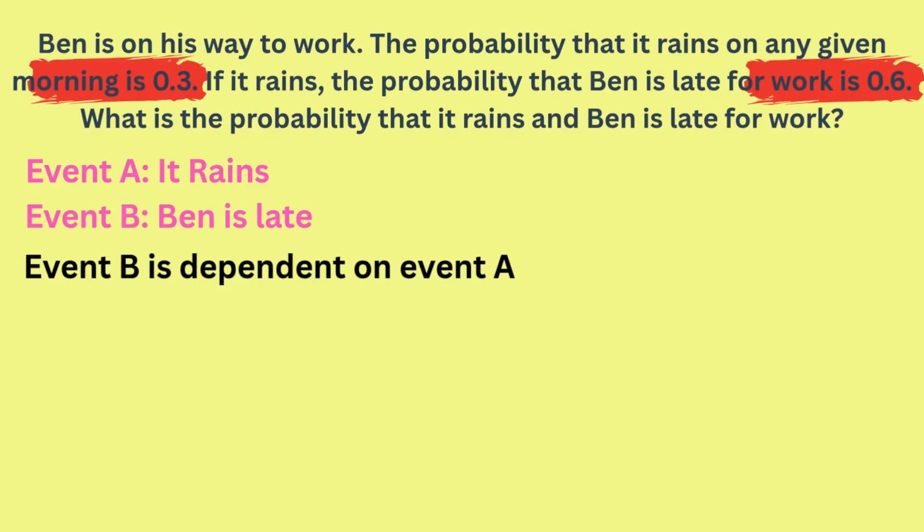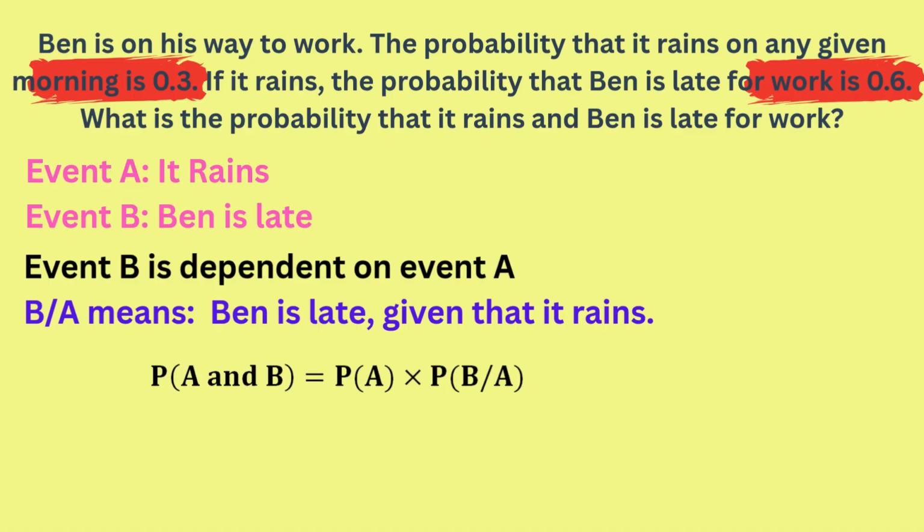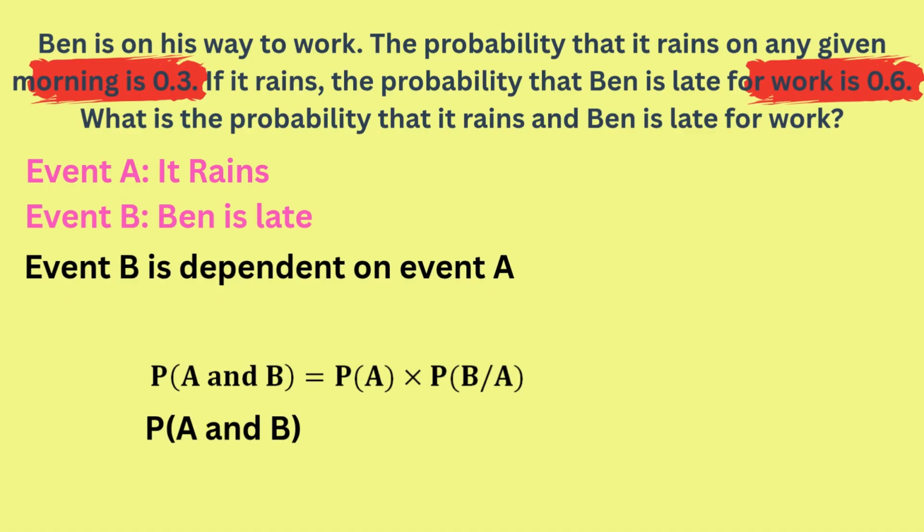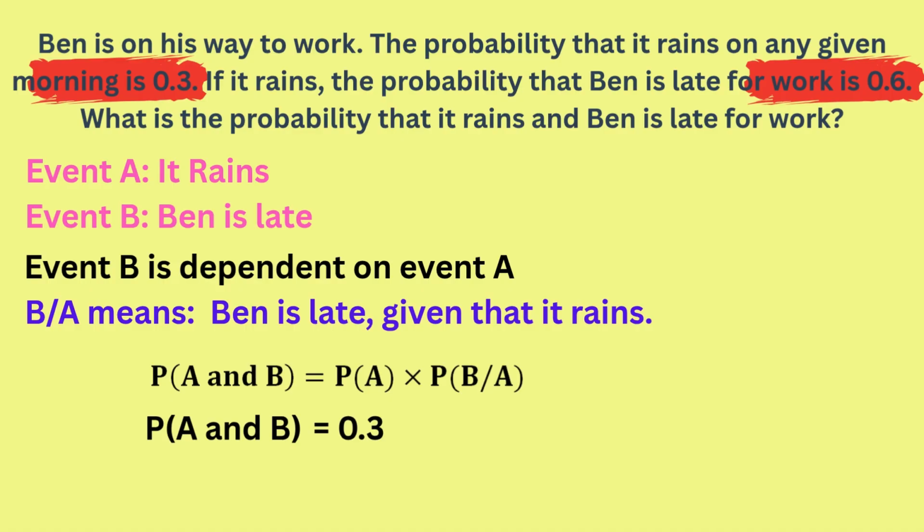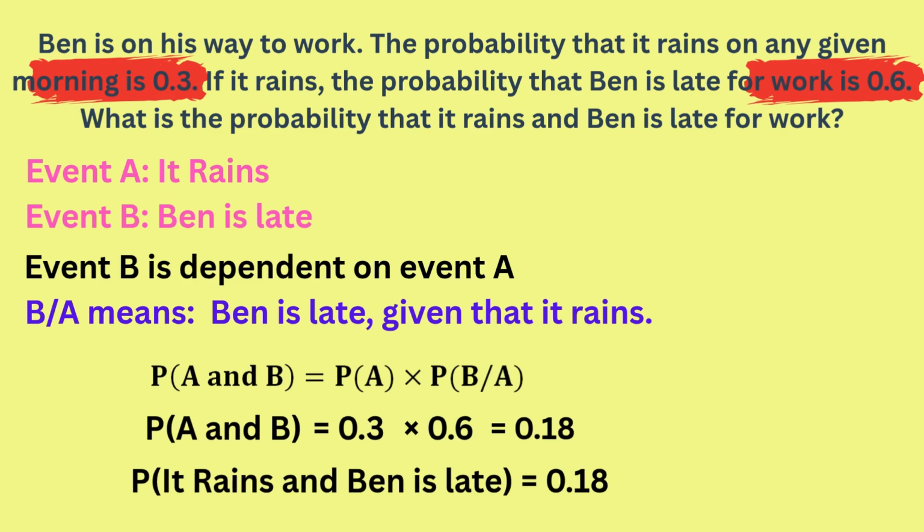So we apply the multiplication rule of probability, which states the probability of A and B happening is equal to the probability of A times the probability of B, given that event A already occurred. The probability of A, which is the probability that it rains, is 0.3. The probability of B given A, which is the probability that Ben is late given that it rains, is 0.6. Hence, the probability that Ben is late and it rains is 0.18 or 18%.